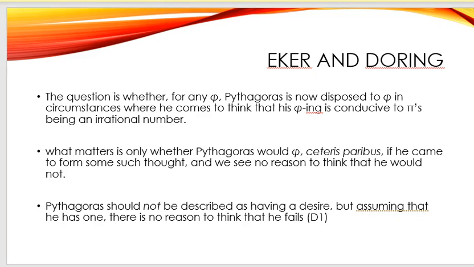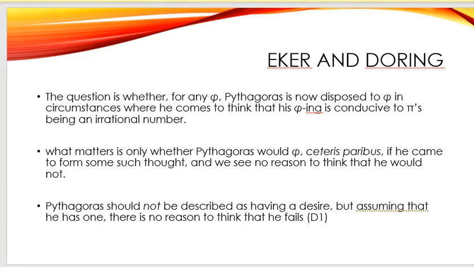The issue is that if he did believe that doing something would bring it about that pi is a rational number, then Pythagoras is disposed to doing that thing. So it still can fit into this model. What matters only is whether Pythagoras would do this particular action, everything else being equal, if he came to form some thought. And there doesn't seem to be a reason why he couldn't, right?